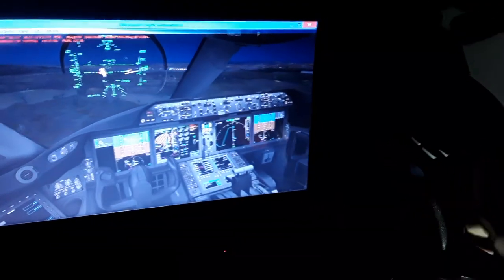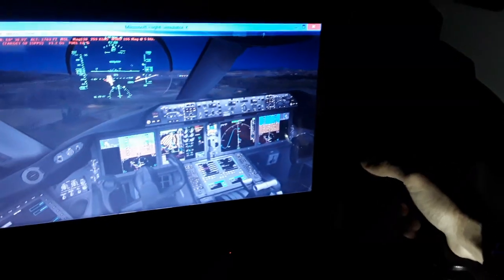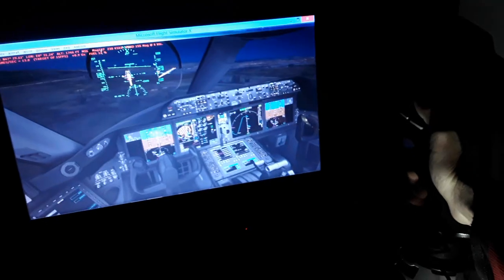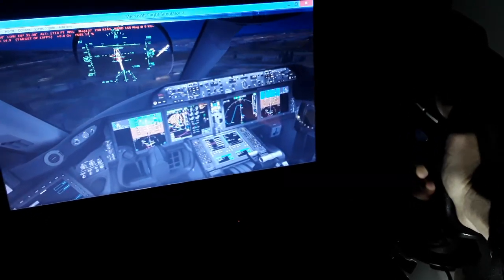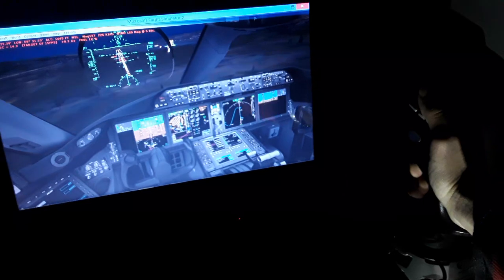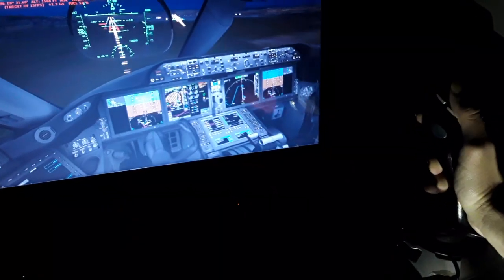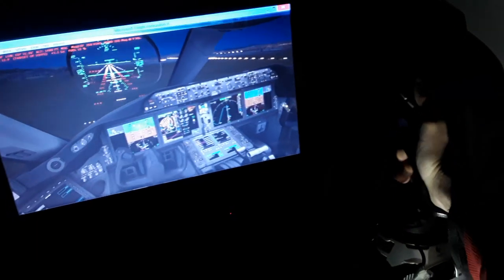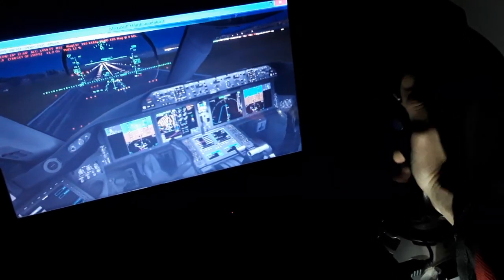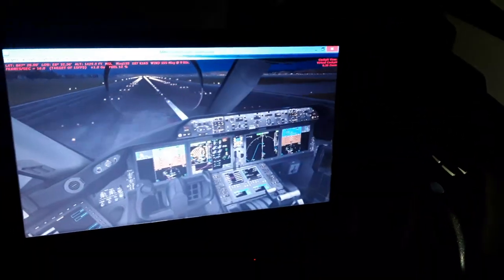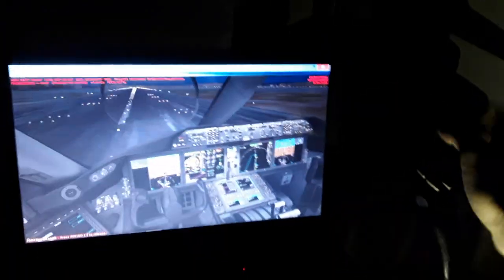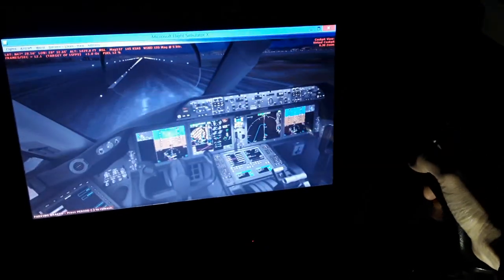So here we are. Decrease the thrust levers. And we have a few more seconds left before the video will end. So here we are, flare, touchdown, parking brakes, and idle thrust and reverse over here. So we are aligned, idle thrust, reverse.